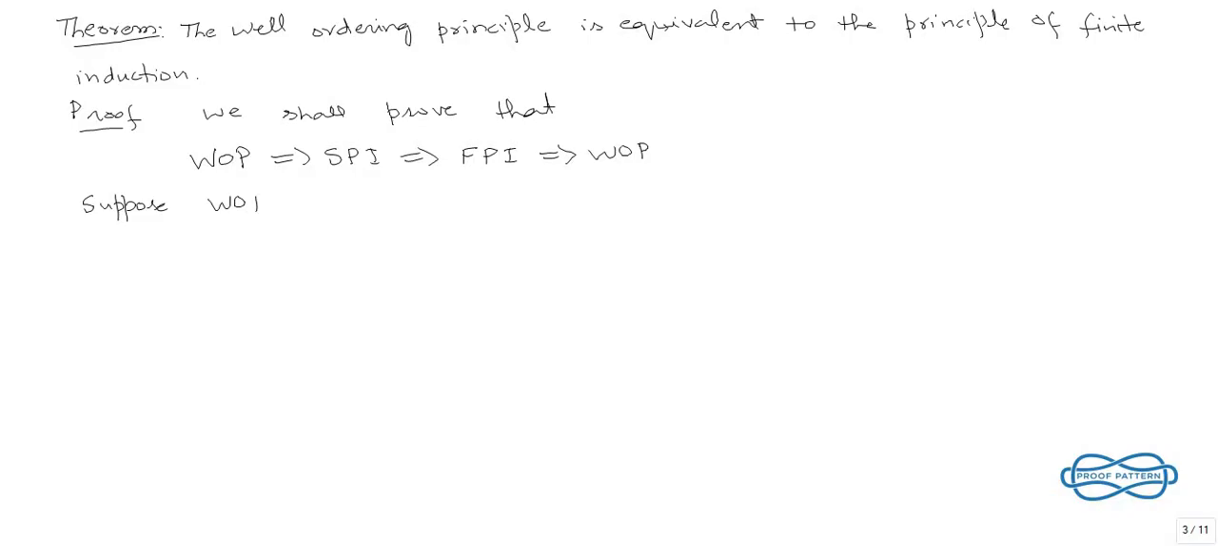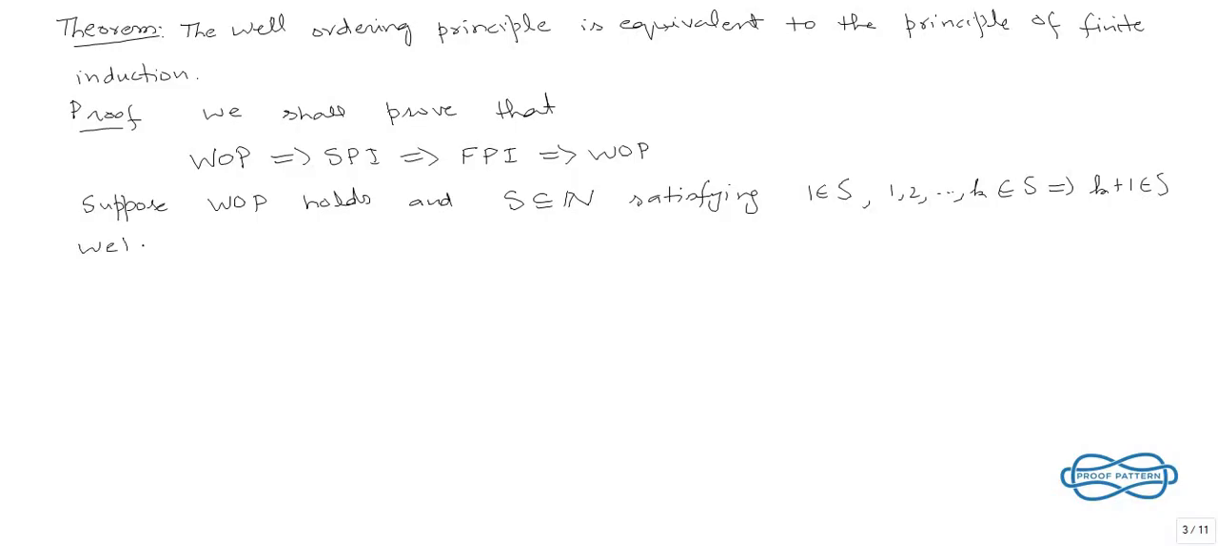Suppose the well-ordering principle holds, and a subset S of the natural numbers satisfies: 1 belongs to S, and 1 up to K belongs to S implies that K plus 1 belongs to S. Now we have to show that S is actually equal to the set of natural numbers.